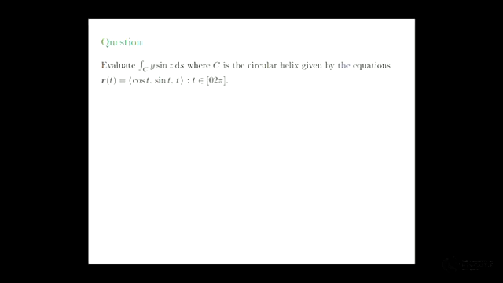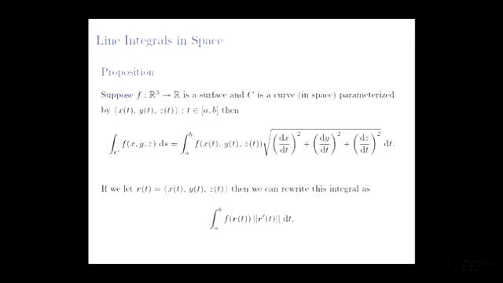Evaluate the integral of y sine z ds over the curve C, if C is the circular helix given by the equations cos t, sine t, t. This one's a little bit easier because the parameterization is given to you. Oh, there should be a comma in here. All right, so let's continue. Let's use the equation that we were given in the last proposition, this one down here. Two steps, right? We're going to have to evaluate f at r(t) and then find the length of this tangent vector.